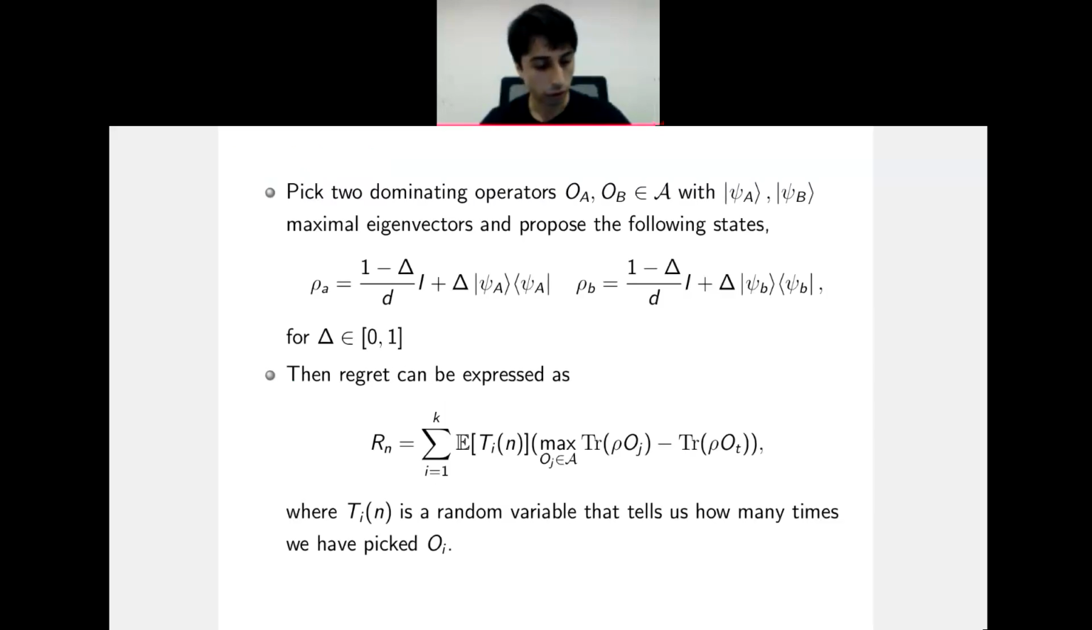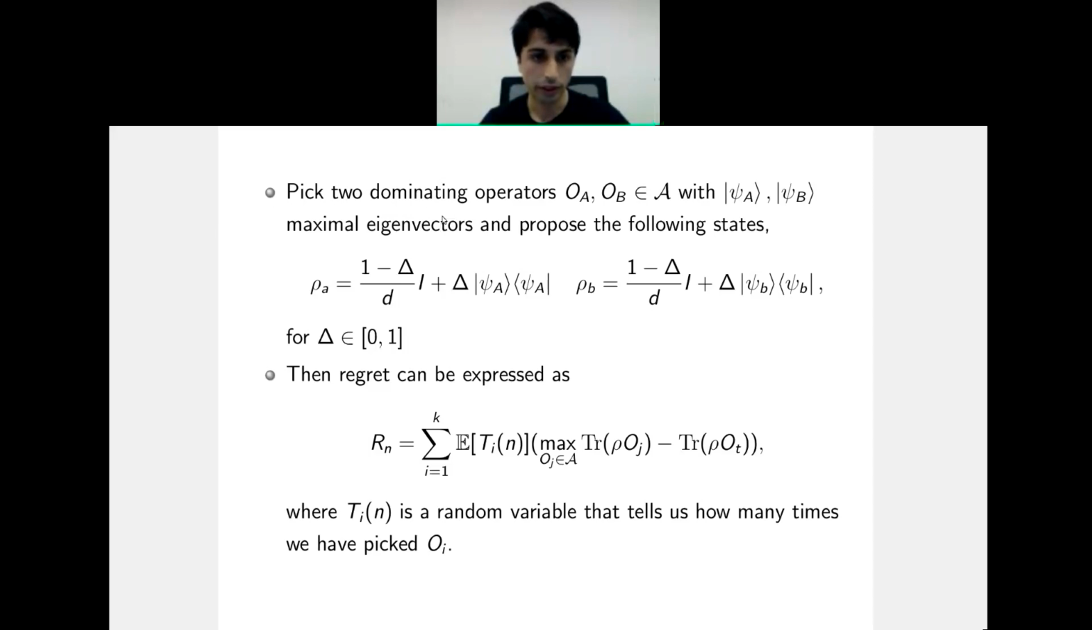So how does the proof work? We need to find environments, so quantum states, for which we know that every policy will perform badly. And we propose two of these quantum states. In order to do that, we use the condition of the theorem that there are at least two dominating operators. From these two operators, we choose their maximal eigenvectors, and we propose quantum states that are a mixture of the identity operator plus some perturbation of these maximal eigenvectors, where this parameter will be fixed later. For the moment, it's between 0 and 1.